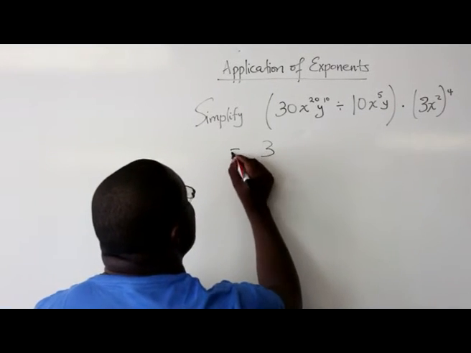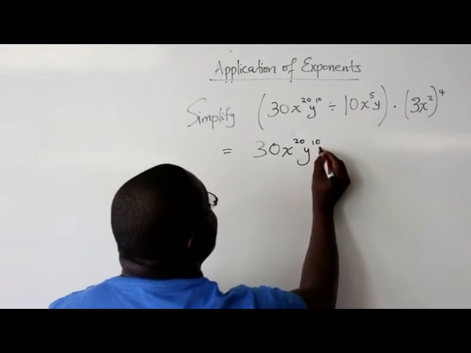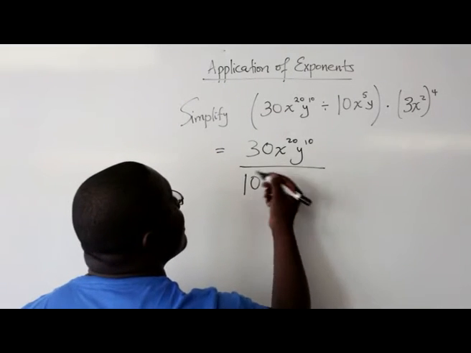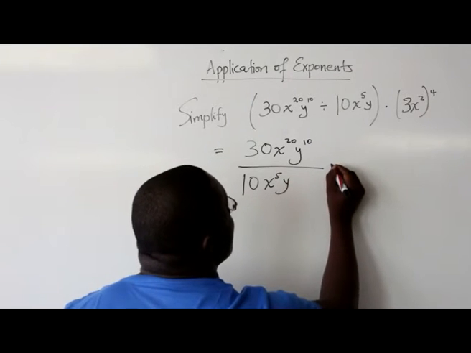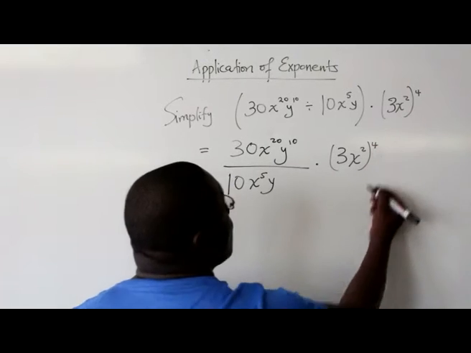So it's going to be equal to 30x to the power of 20, y to the power of 10. I'll put the divided like that, okay? But it's not necessary to do it that way. You can do it whichever way you feel comfortable. Multiply by 3x squared to the power of 4.